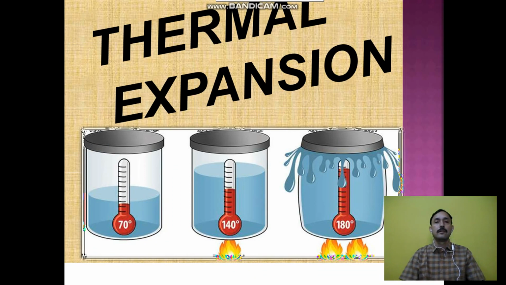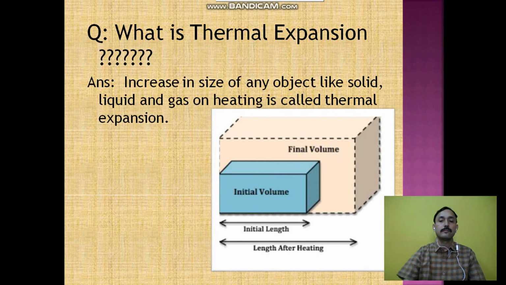This is how we can explain. Suppose this is a jar. We have taken liquid inside it. A thermometer is placed here. If it is heated, the temperature increases and the volume of the liquid increases. If it increases more, it will come out from this one with the temperature increasing. This is the thermal expansion.